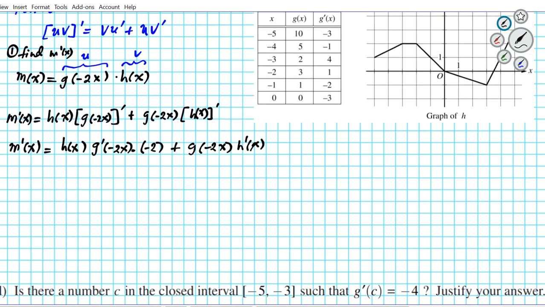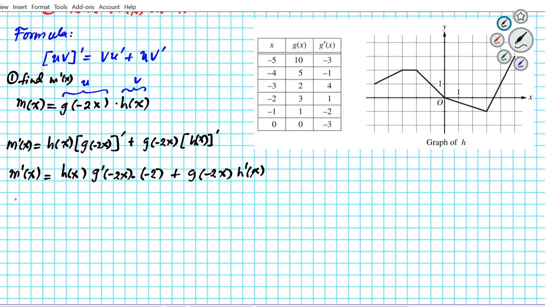Now we're going to advance to part 2, okay? So for part 2, you're going to evaluate your derivative at x equals 2. Alrighty, so what am I talking about? We're looking for m prime of 2. So m prime of 2 is going to be h of 2 times g prime of, now if you plug in 2 here, that's negative 4, right? So g prime of negative 4. And then we have this negative 2 here. I need to put it up front. Plus g of, plug in 2 here again, you have negative 4 times h prime of 2.